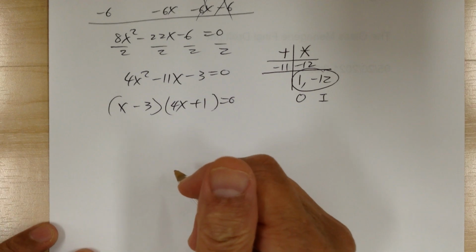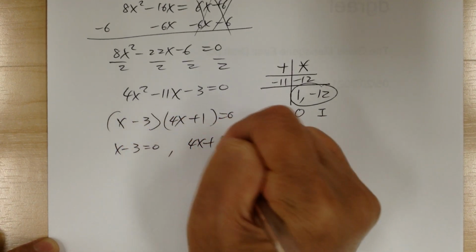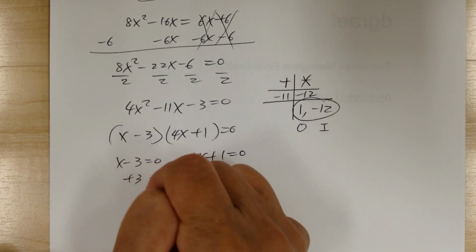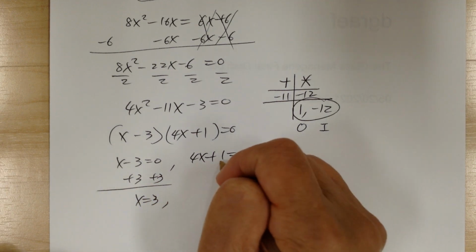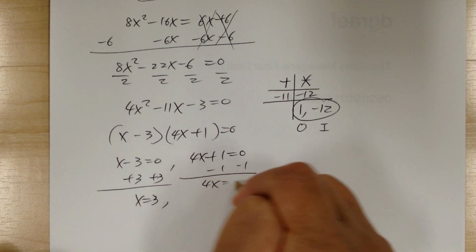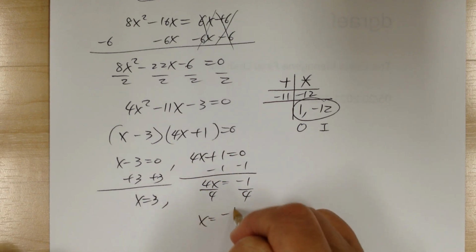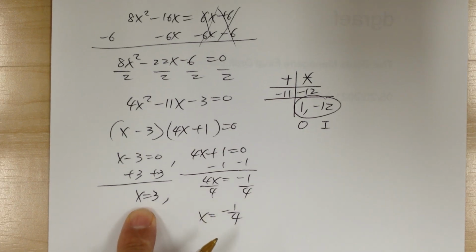Then after that, you set each one equal to 0 to solve. So plus 3 on both sides. So you get x equal to 3. And over here, you minus 1 on each side. So you got 4x equal to negative 1. Divide by 4. So you got x equal to negative 1 over 4. Okay, and so you got these two answers, and if you look for the answer, this would be answer C.